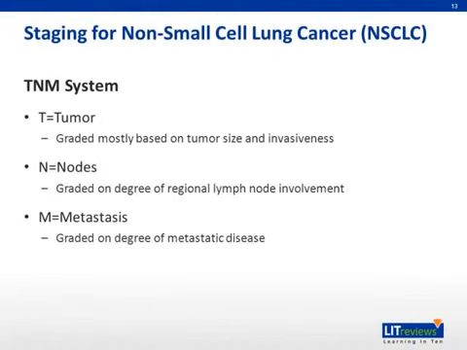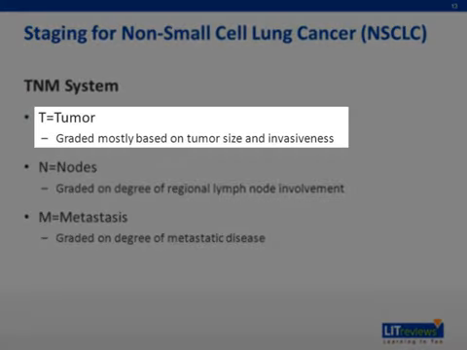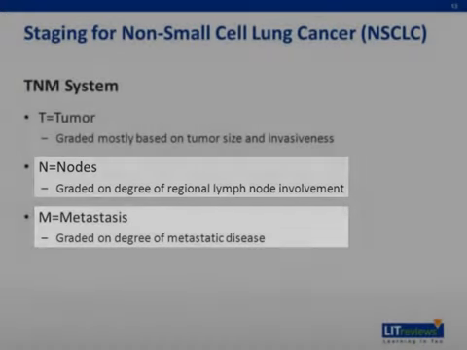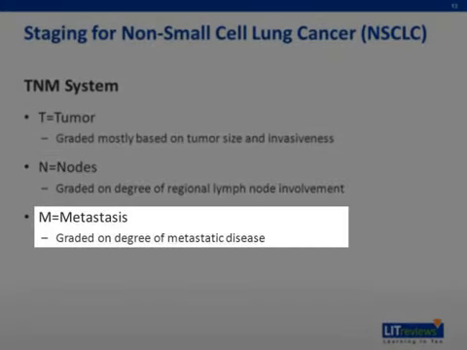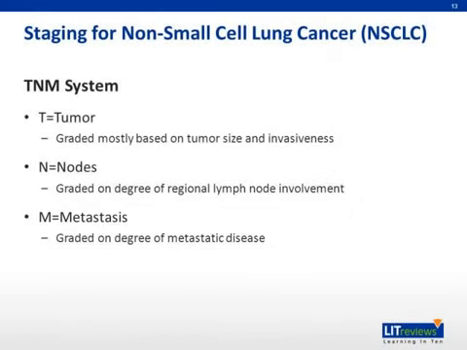So staging for non-small cell lung cancer is done by the TNM system. The T stands for tumor, and that's graded on the size and invasiveness of the tumor. N stands for nodes, and that's graded on the degree of regional lymph node involvement, and M stands for metastasis, and that's graded on the degree of metastatic disease. There are a lot of different stages for non-small cell lung cancer, which makes it difficult to memorize, and I don't think that'll be something you have to do for your test.